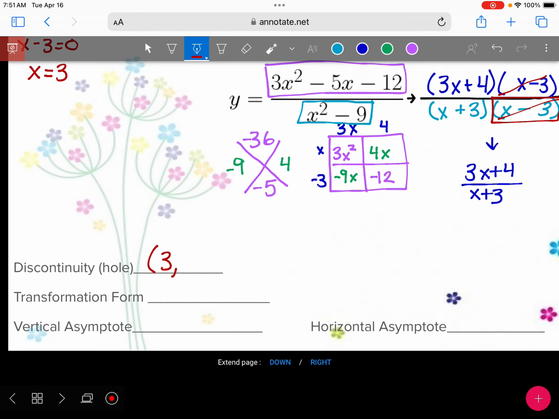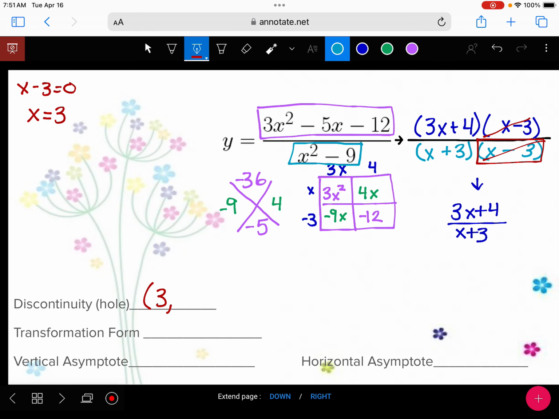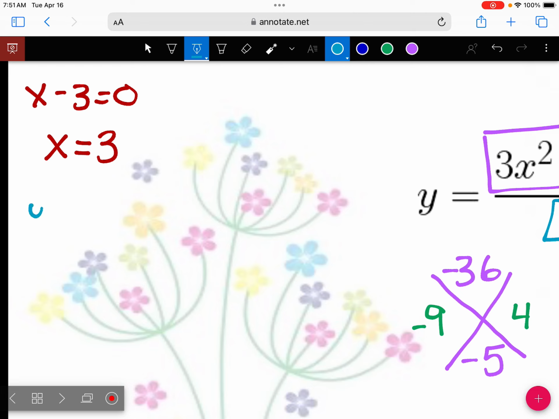Okay, let's finish out this problem. So we're going to find our y value by taking our leftover piece here and substituting in our x. We're going to take y equals 3x plus 4 over x, so I'm going to substitute in my 3 plus 4 over my x, which is 3 plus 3. And we're going to get a fraction here, and that's okay.